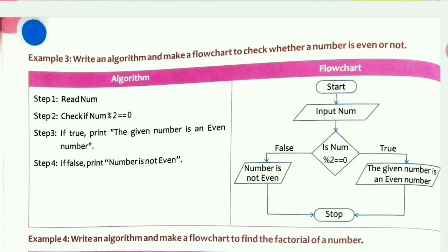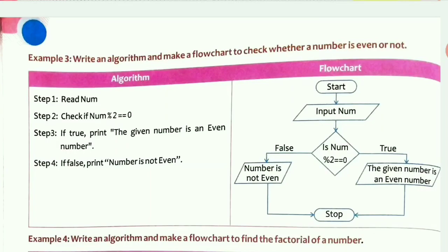So the algo goes like this: step 1, read the number; step 2, check if the number is divisible by 2 or not. And this percent sign is the modulus operator, and it is used to find the remainder. It gives the remainder after dividing the number by 2, and if the remainder is 0, it means the number is an even number. So in step 3, if the number is even, then print the given number is even number.